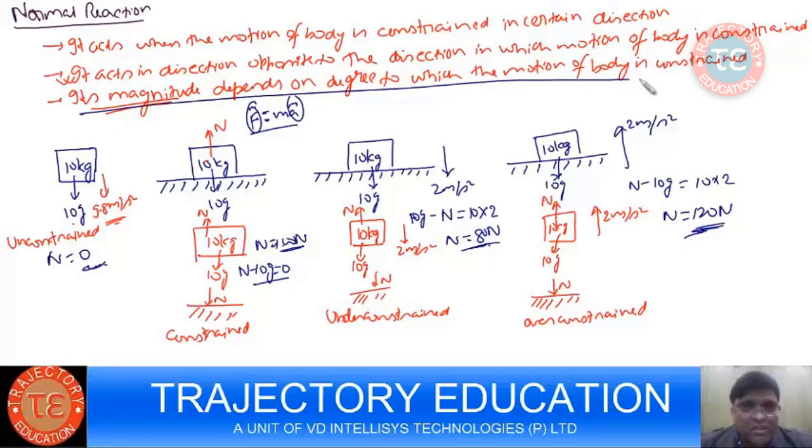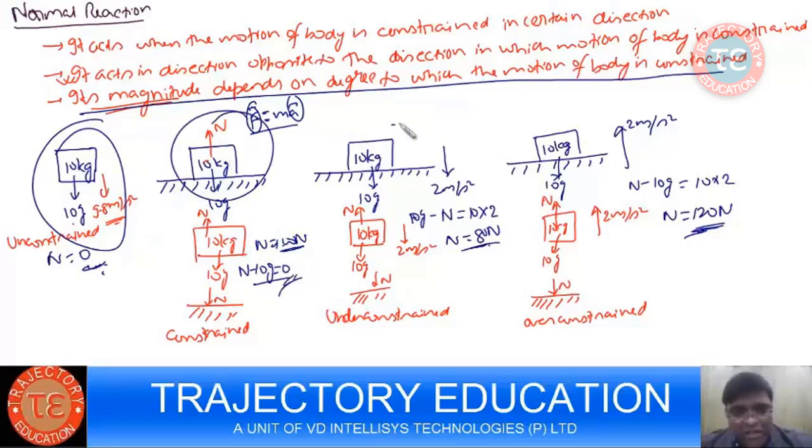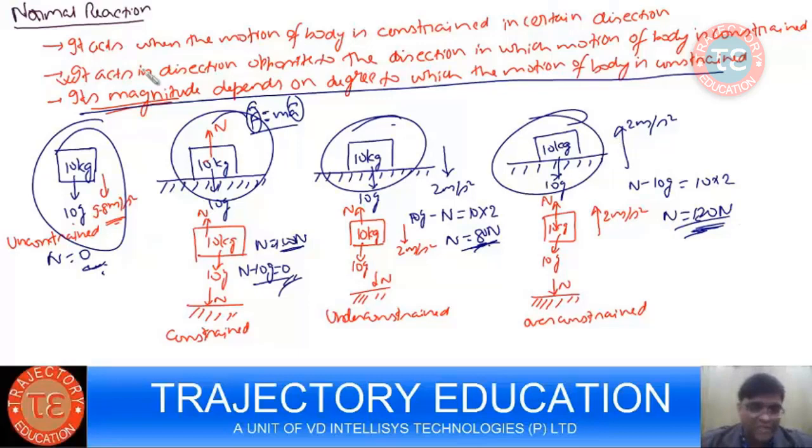So the magnitude depends on the degree to which motion is constrained. This is unconstrained, so normal reaction is 0. This is constrained, normal reaction is 100. This is less constrained, 80 Newton, over constrained, so 120 Newton, right? So that's the meaning of what is meant by constraint, and that's how we discuss normal reaction.